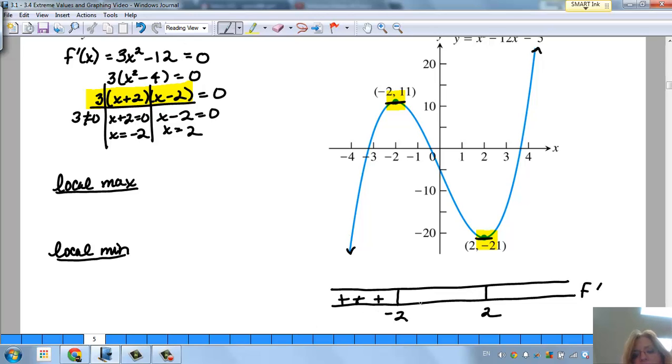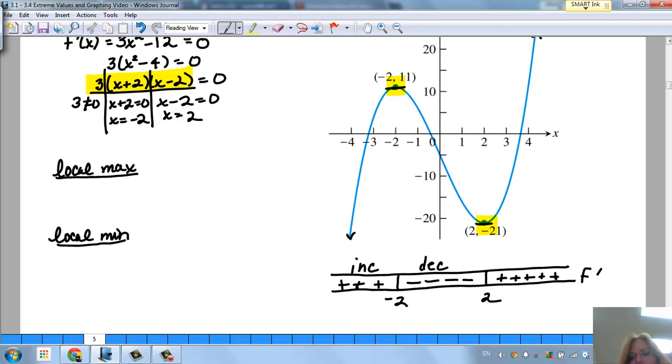Now I want to go from negative 2 to 2, so I'm going to pick a point in between. I'm going to pick a 0 and come back up to this yellow. If I put a 0 here and a 0 here, I'd have a positive times a negative, so it would be negative slopes in between. And it does look like my function is decreasing. So this shows my function is increasing, this shows my function is decreasing, and then I'm going to put a 3 in here. Positive times positive is positive. This should look familiar to you because we've done this.